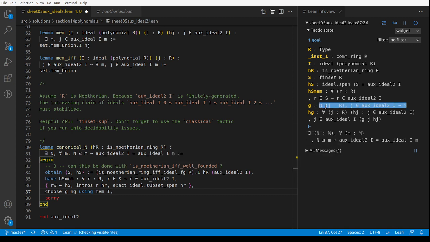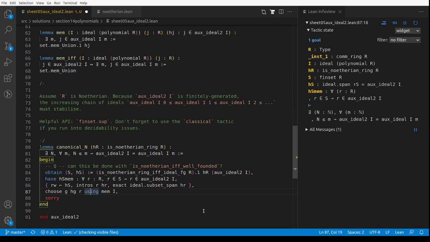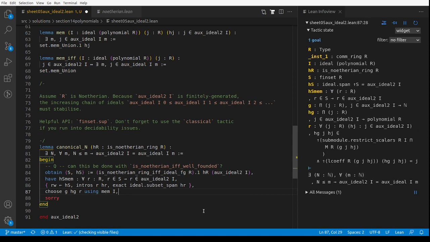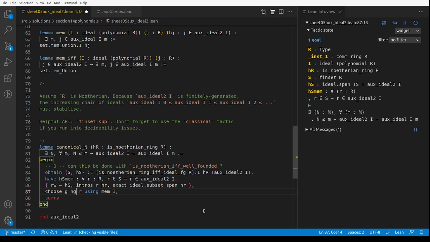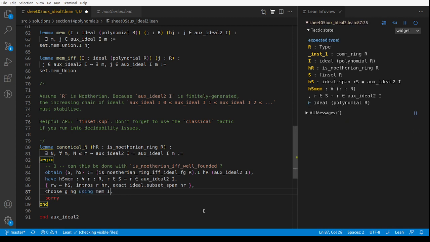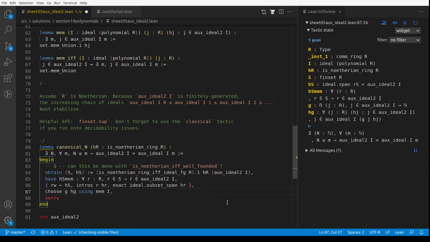Now G is a function that says you give me an element of R. If it's in the ideal, then I'll give you a natural number. And HG says that natural number is the level where J occurs. So that looks good to me. Can I persuade it not to use J? No, it doesn't look like I can. I'm not entirely sure that's what I want. I think this is probably fine. Wonderful. So now we've got this function.